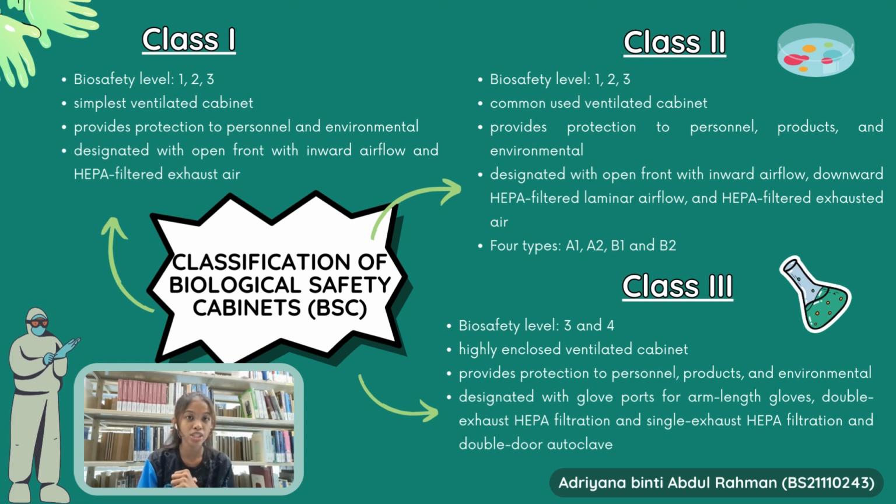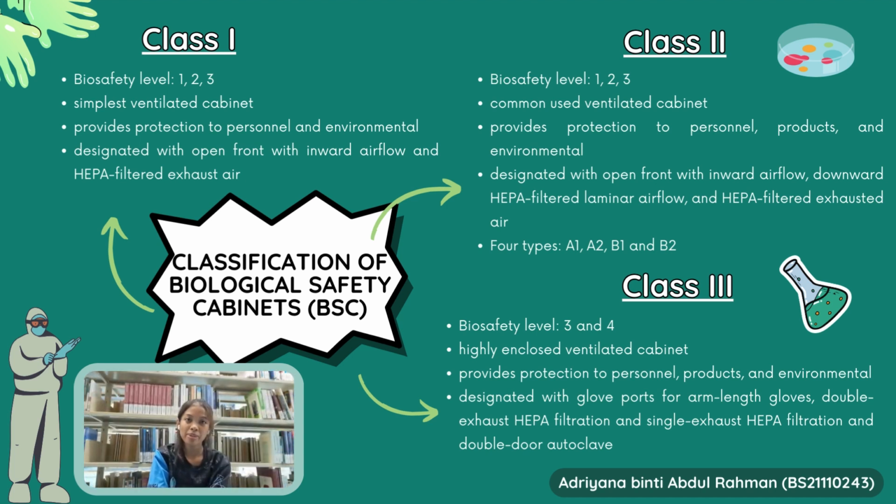Class 1 BSC is used when biosafety level 1, 2, and 3 containment procedures are necessary. Hence, it can be used to work with infectious agents from risk group 1, 2, and 3. However, this type of BSC only provides protection to the personnel and environment, not to the product. This is because the BSC is designed with an open front with inward airflow and HEPA filtered exhaust air.